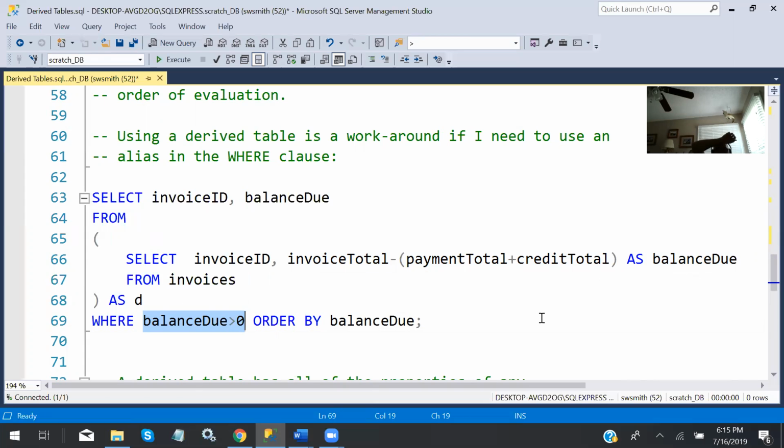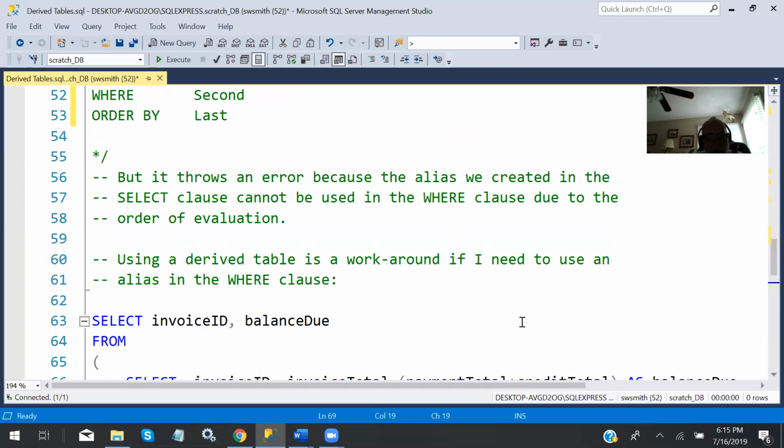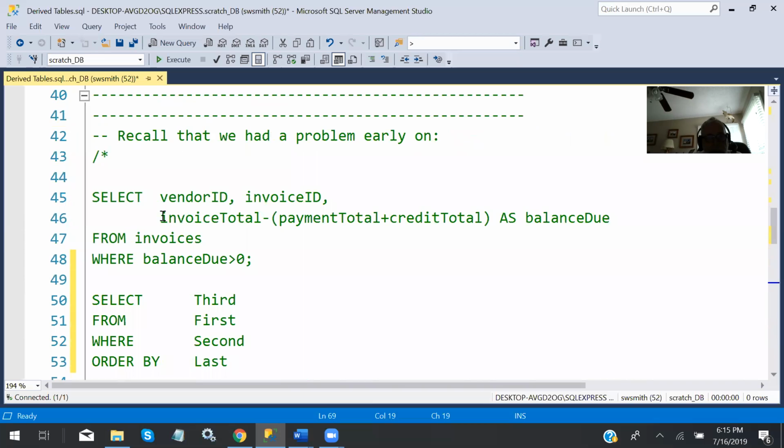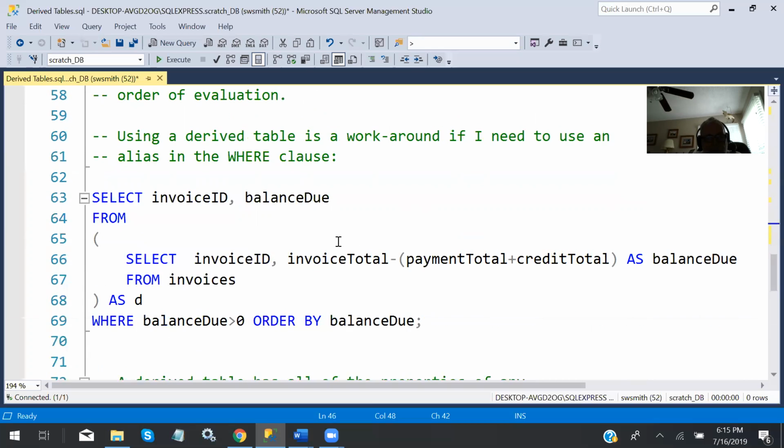Now, I don't know how great that is. I don't know that I would go through the trouble of creating a derived query just so I could use balance due on the where line. It doesn't bother me a whole lot just to use my copy and paste here, copy this and paste it down on the where line. Seems like that would probably be the simpler way to handle it. But this way, if I need to use balance due later in the query and it isn't getting created in time, I can cause it to get created in a derived query like this.